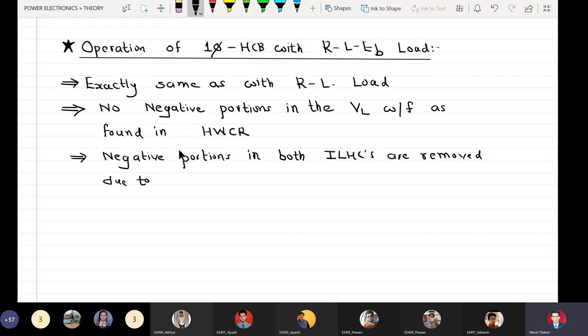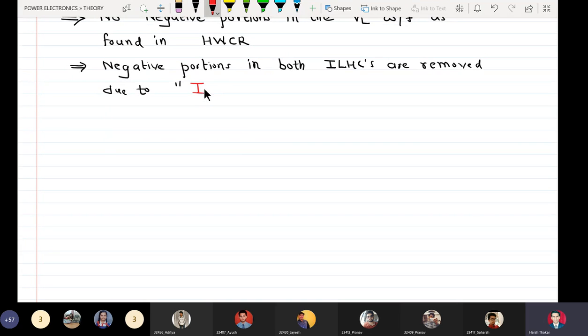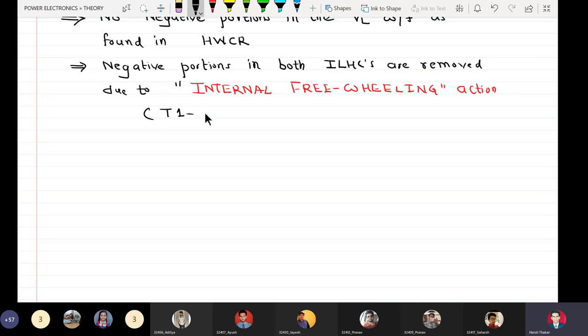due to, this is very important, so I'm writing it in uppercase now, due to internal freewheeling action. So internal freewheeling means this T1 D2 comma T2 D1.